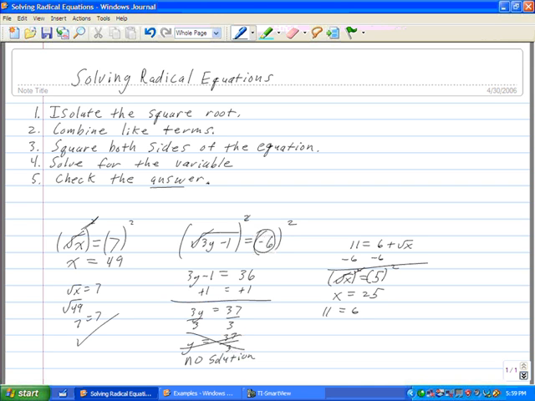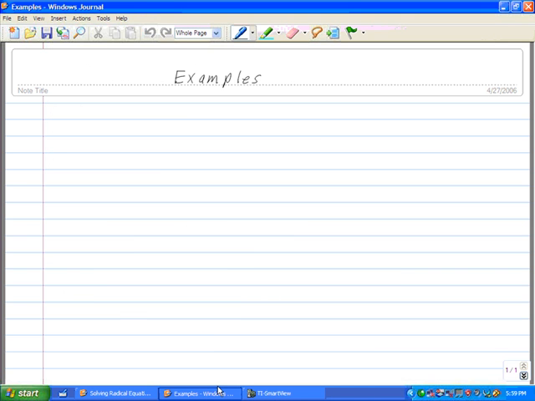11 equals 6 plus the square root of 25. The square root of 25 is 5. 11 equals 11. That checks. It's a perfectly acceptable answer. Alright, let's look at a few more examples.